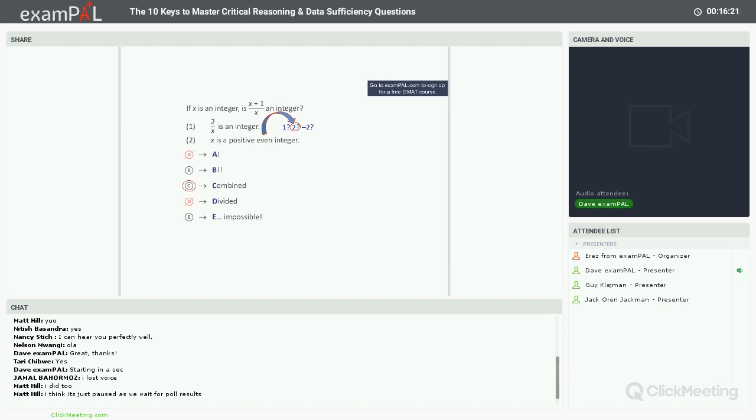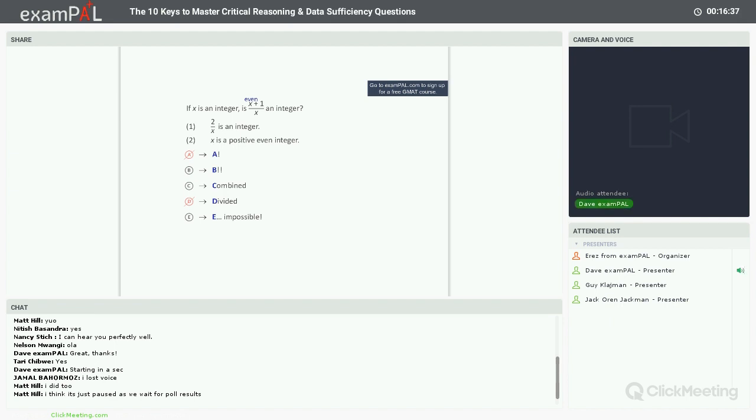Boom, statement number C, right? Well, hopefully you guys caught on to what I'm doing here, because no, it's wrong. We again made the mistake of combining the information we shouldn't have. Let's look at statement 2 on its own without using statement 1.